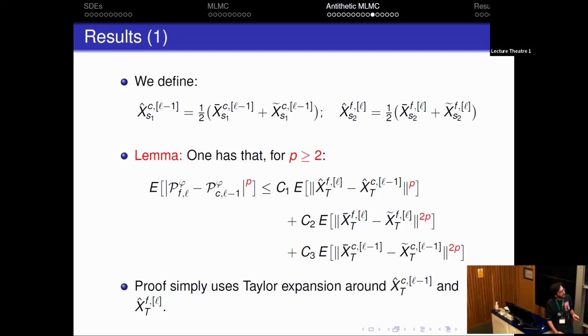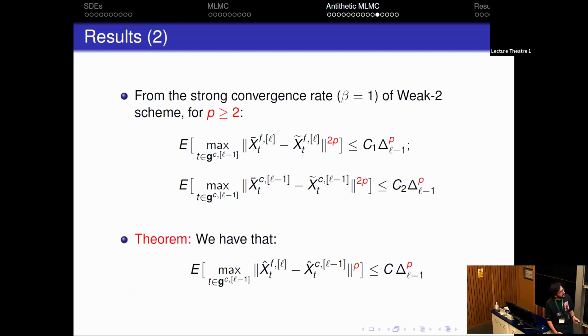These terms are easy to manage, so we just use the strong error of the scheme. There's an extra 2 here, so there's no problem. This is the key term at the end of the day. These are the simple guys, and this is the key term. So this is where all the tricks will become relevant: the change in the signs and the switching in the increments.